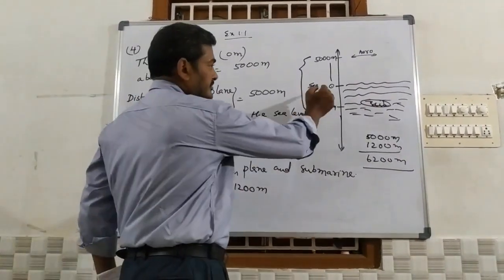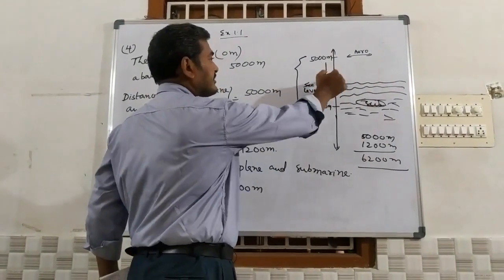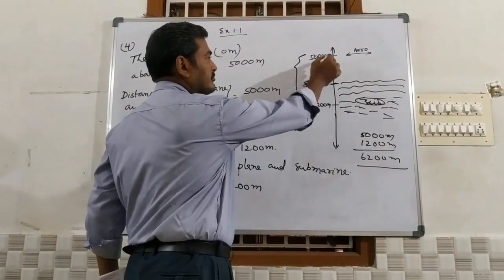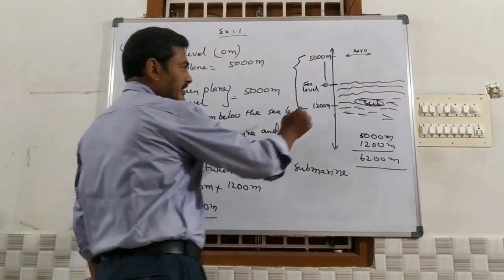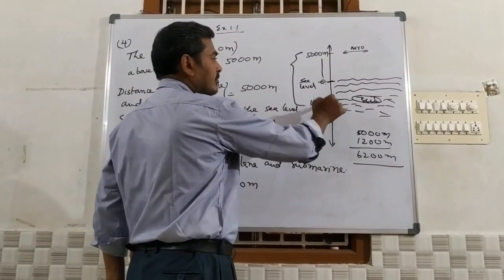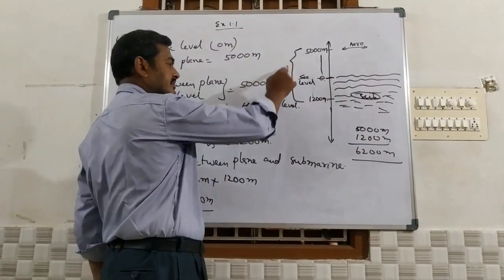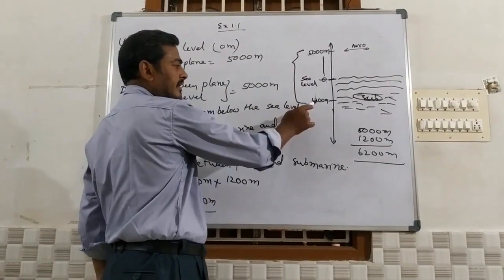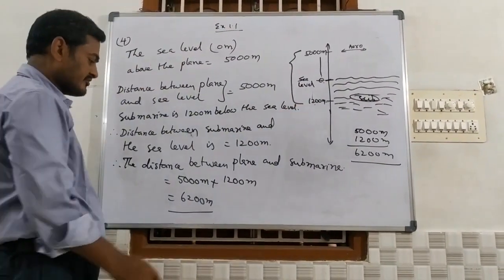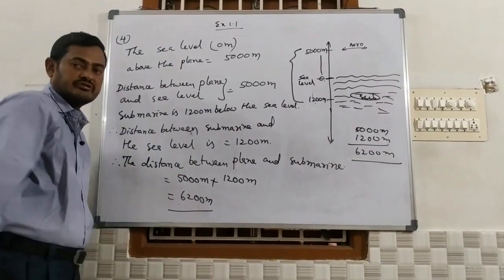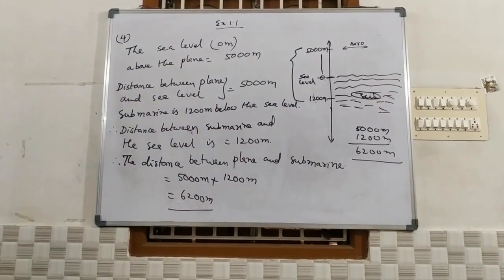So here this is the sea level. From the sea level the aeroplane is flying above, and 1200 meters below the sea level a submarine is there. Now they are asking the distance between the aeroplane and the submarine. So what is the distance between the two things? 1700 meters.